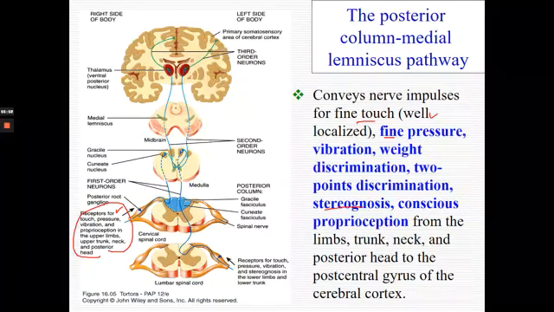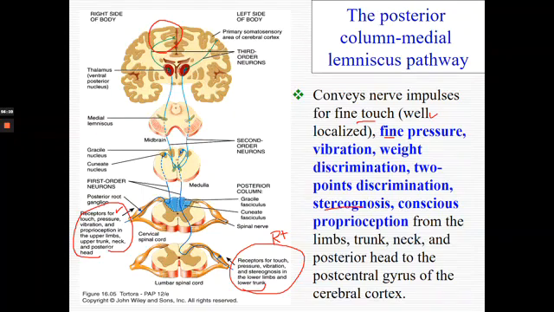So the information or the sensation that is coming from the right side, say right, is going to where? It is going to the left side of the cerebral cortex, and vice versa, information coming from the left side of the body goes to the right side of the cerebral cortex. Okay?